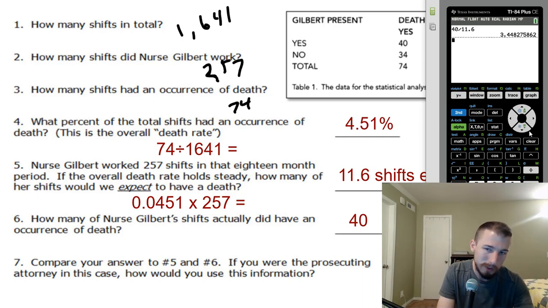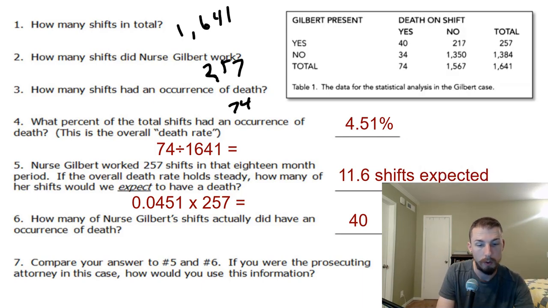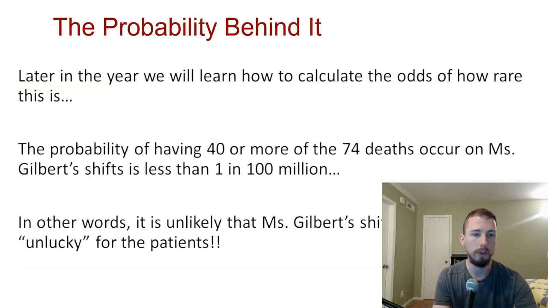Well, unfortunately, that math we're not quite ready for, but it is totally possible. And we will, at some point, be able to quantify that using our calculator, the probability behind it. Later this year, we'll learn how to calculate the odds of how rare this is. The probability of having 40 or more of the 74 deaths occur on Miss Gilbert's shifts is less than 1 in a million. It's a very low p-value.